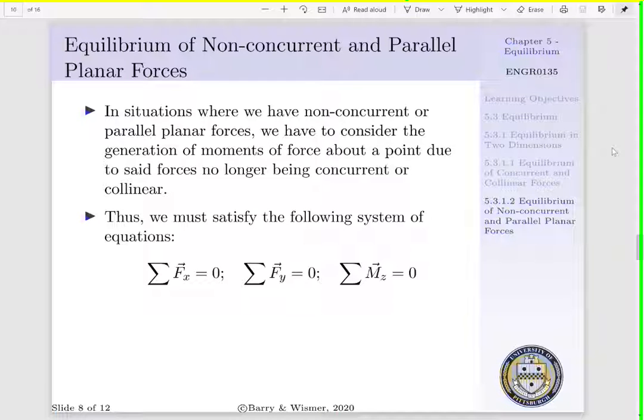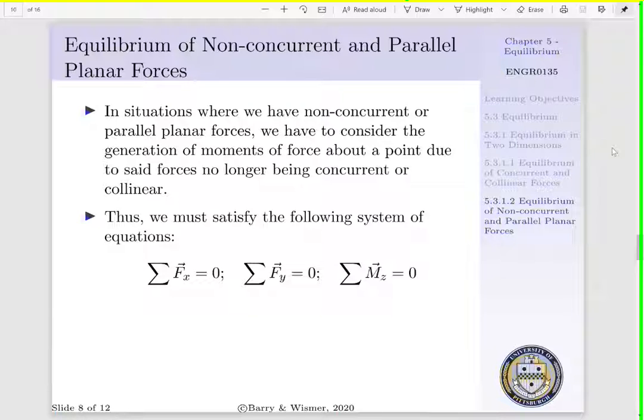Now, in this situation where we have non-concurrent or parallel planar forces, we actually have to consider the generation of moments of force about a point. That is, these forces are no longer concurrent or collinear. That is, there will be multiple moment arms these forces will be acting on that is going to create a tendency for rotation.